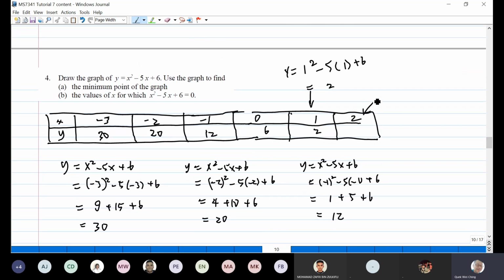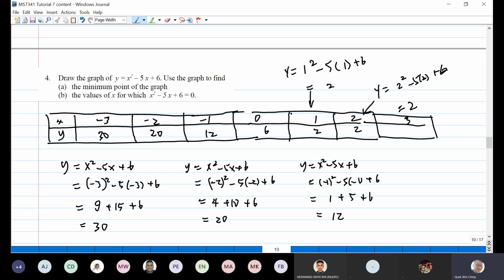So x equal to 2 now, y equal to 2 squared minus 5 times 2 plus 6 here. This will give you 4 minus 10 is minus 6. Minus 6 plus 6 is... Okay, you can continue if you want to. I just put one more point here, to let you see the pattern.